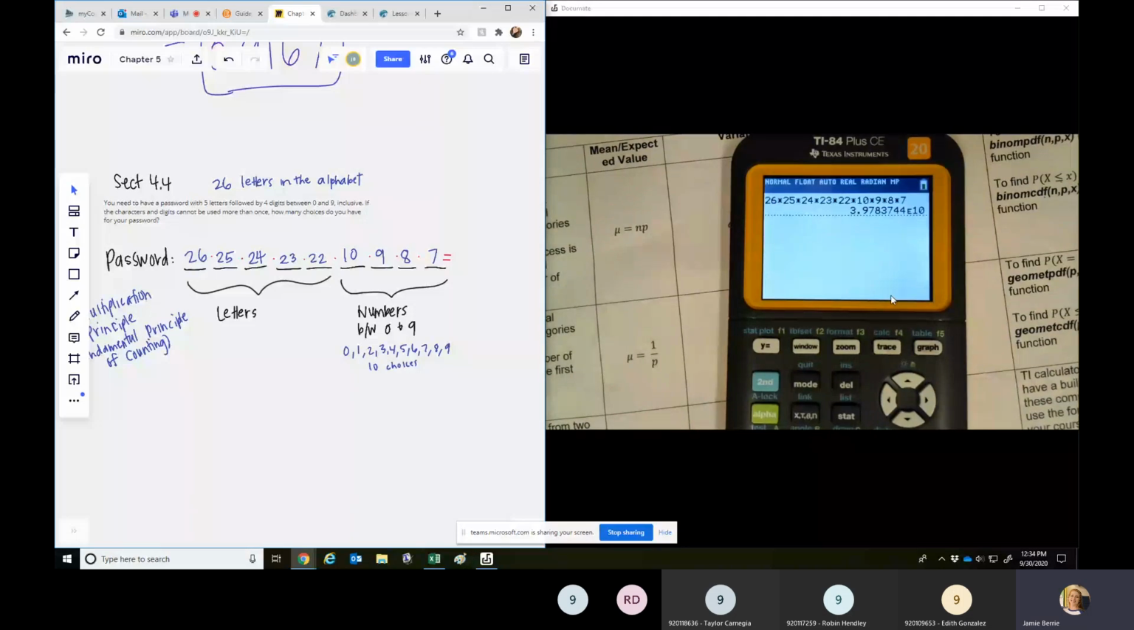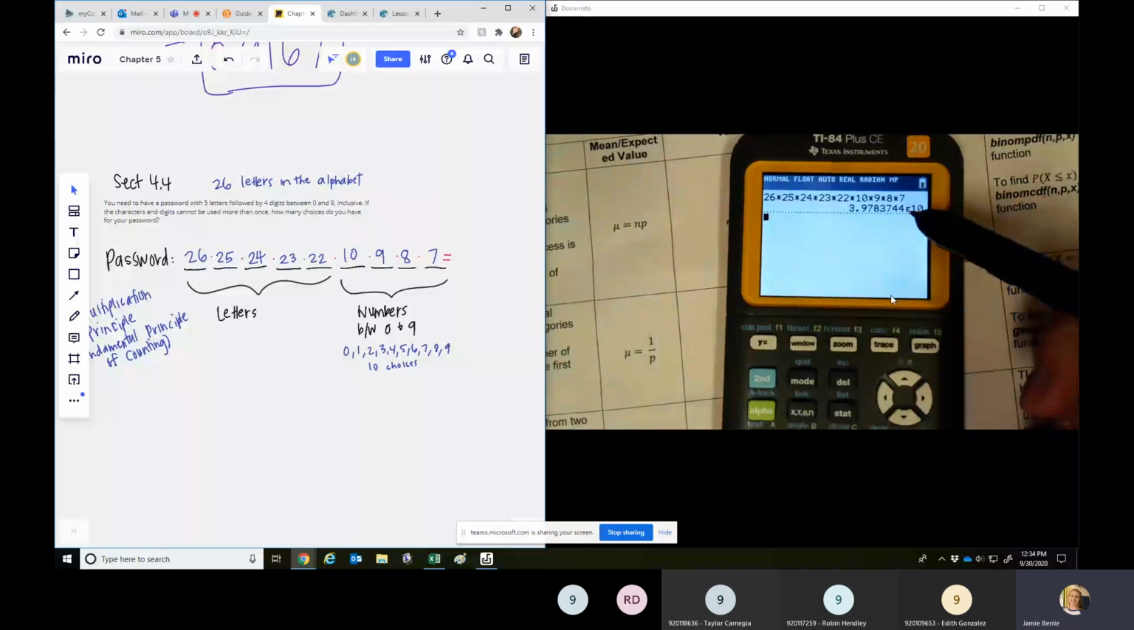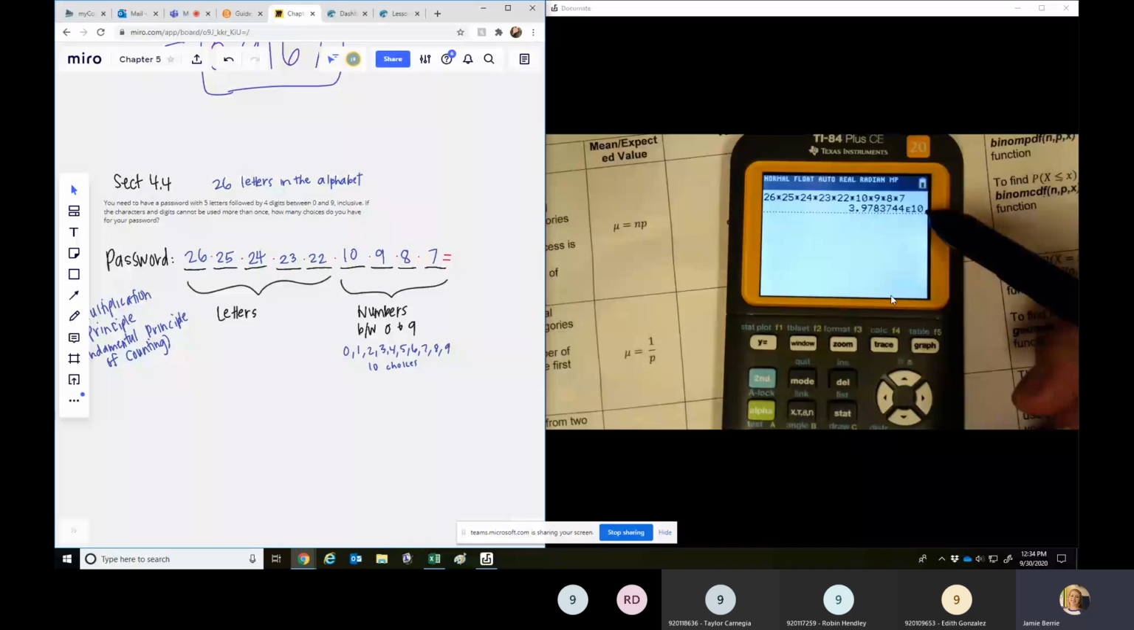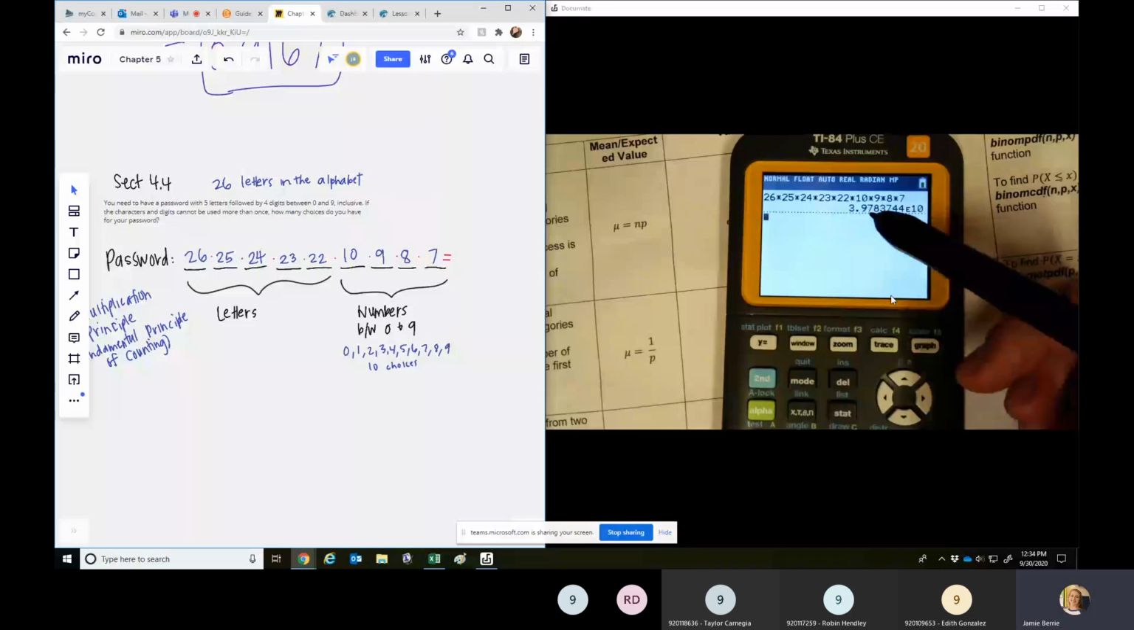And now it gives me this really weird number. You remember we've seen this before, and I told you if you see this, some of your calculators may show this differently. It may show it as times 10 to the 10th power. That's like scientific notation. My calculator just says 3.9783744 E10. This little E tells us we're going to have to move the decimal. The number after E tells us if you should move it to the left or to the right, and how many spaces to move the decimal. So since this is positive, it means to move the decimal to the right 10 places. If it's positive, that means move the decimal to the right. All right, so we're going to move it to the right 10 places.